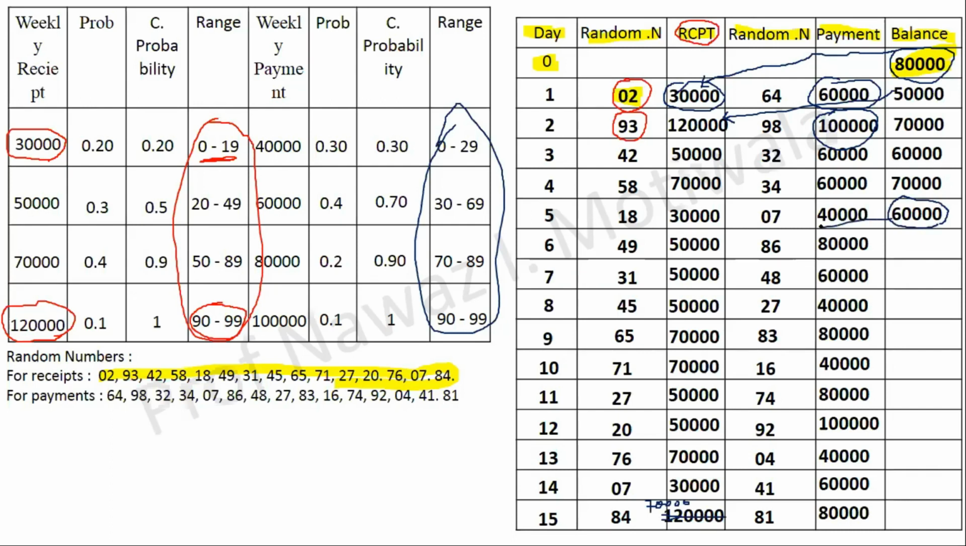60 plus I got receipts of 50,000. So it becomes 1,10,000. Out of 1,10,000, 80,000 was given on that day. So the remaining balance will be 30,000. Okay, proceed further. It's simple. 2 plus 5 minus 30,000. 3 plus 7 minus 8. 7 plus 3, 10. 10 minus 8 gives you 20,000.